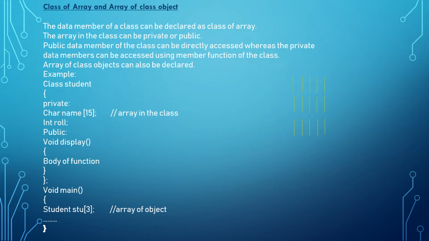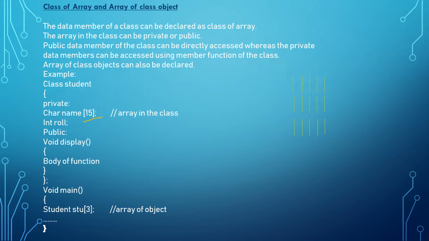So basically, the concept of class of array and array of class object is when we use the data member in the class. We know that data members and member functions are there inside a class, and when we use array with the data member of the class.